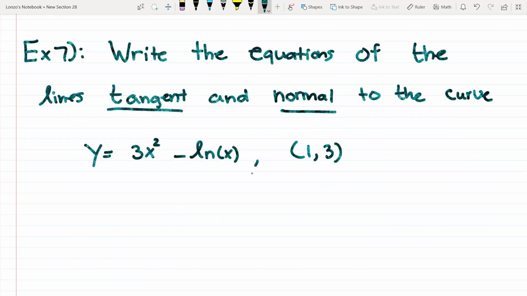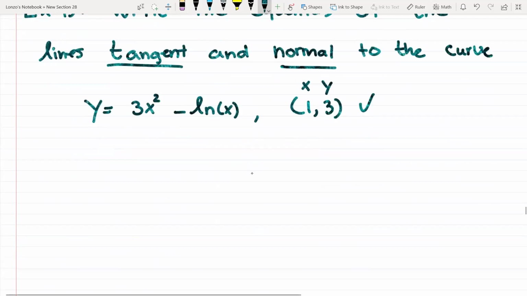The first step is, do I actually have an x and y coordinate? I do. I have an x coordinate of 1 and a y coordinate of 3, so good. Let's do the tangent line first, because we've been doing tangent this whole time. So how do we find that? First we have to find the first derivative, y prime. What's the derivative of 3x squared? It is 6x. What is the derivative of negative ln of x? That is -1 over x.